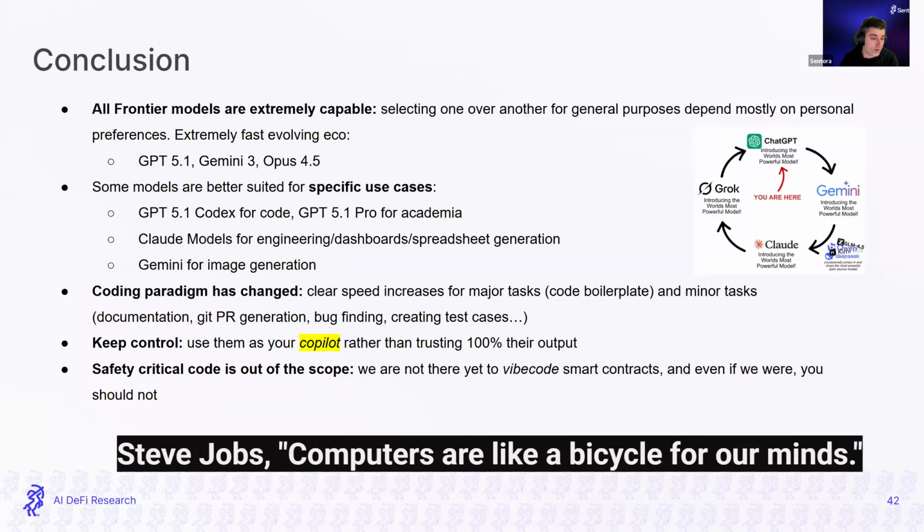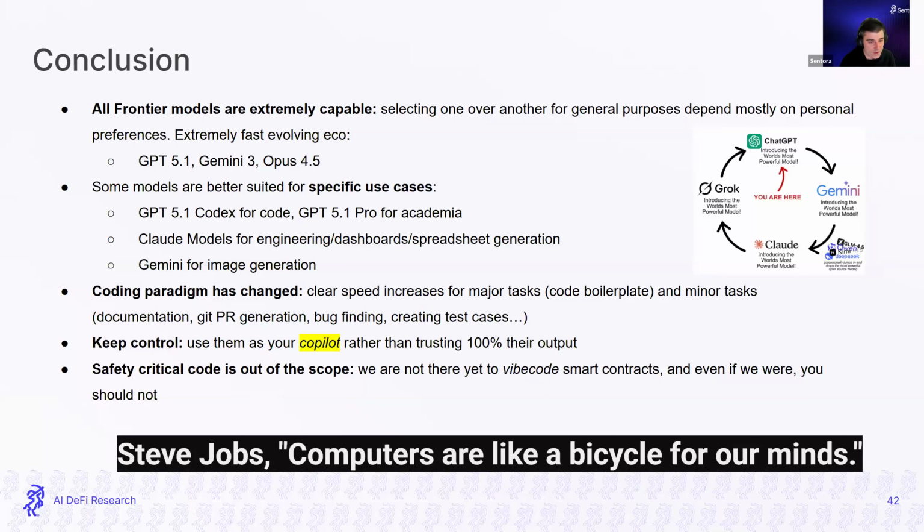Still, I advocate keeping control of the use that we make of them. I like this idea of keeping it as a copilot rather than trusting 100% of their output. Sometimes they're wrong. They are not deterministic. So it's always better to have very clear what purpose we have, what output we are expecting, and validate all of the data that we get.